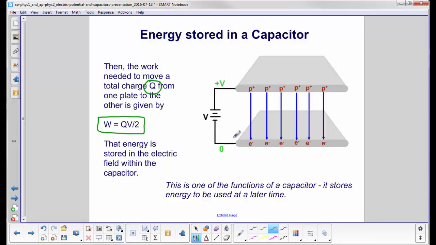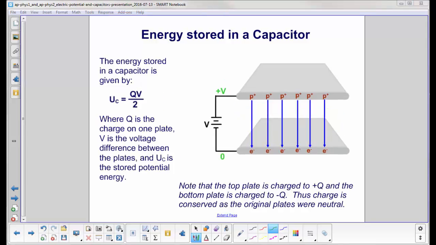That energy is now stored in this electric field that was created by the separation of charges. So that is, as mentioned earlier, one of the functions of a capacitor. It stores energy so you can use it at a later time. The energy stored in a capacitor is given by U sub C equals QV over 2. U stands for potential energy because this is energy that we're storing and can use later.